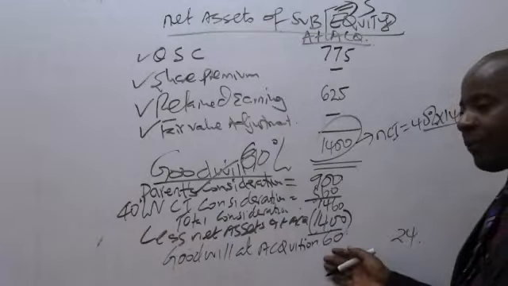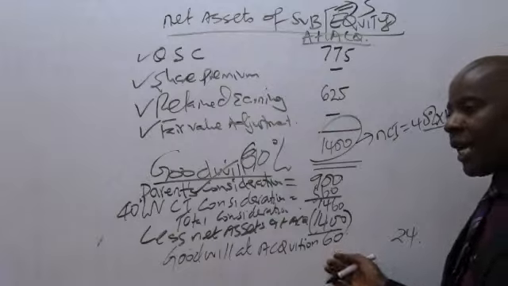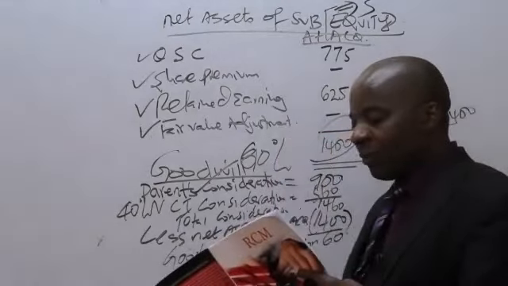So is that okay? How do you get 900? Thank you very much, Ruth, for the question. How you got 900? Look at note number 1.